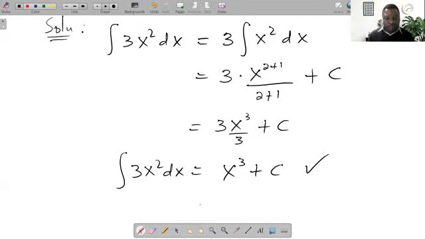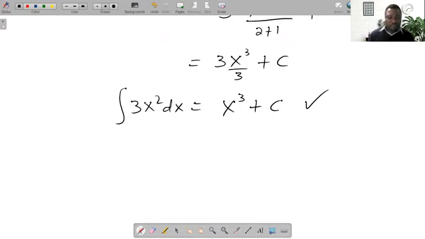All right. Let's look at another rule. Let's look at the exponential.